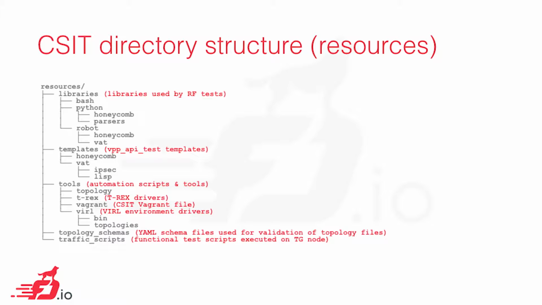Topology schemas contains schemas for validation of the topology files. So if you write a topology file like a 3-node topology, you can use those schemas to validate if the topology file doesn't contain any errors or typos. Traffic scripts. The last directory in the resources directory contains the scripts which are executed on the TG node to send and receive and check the packets on the data path between the nodes.